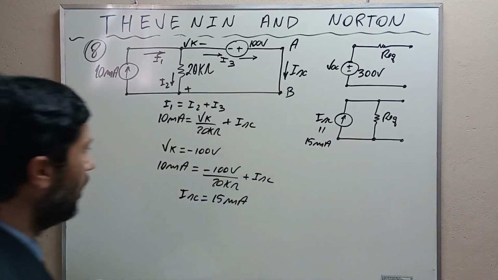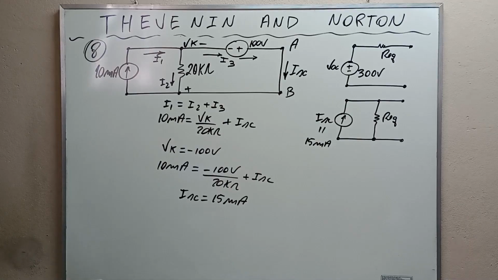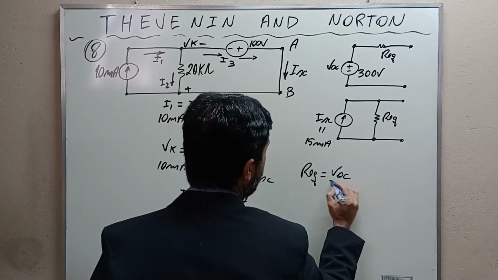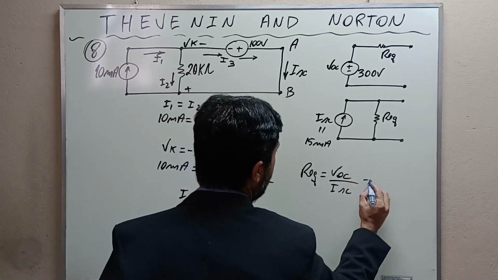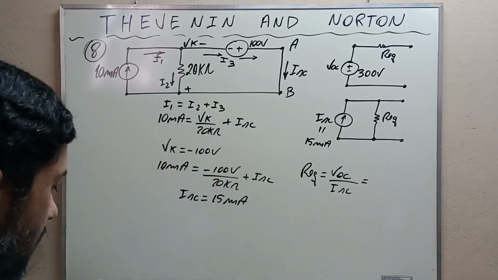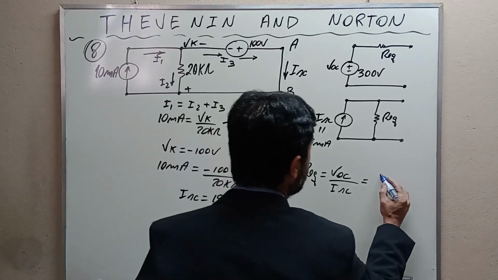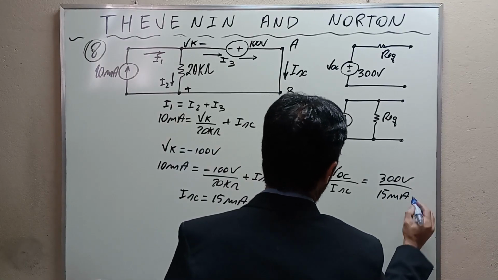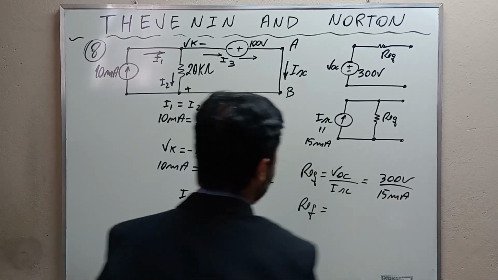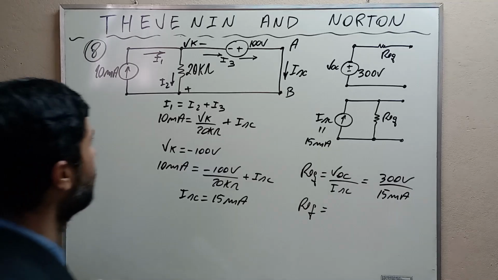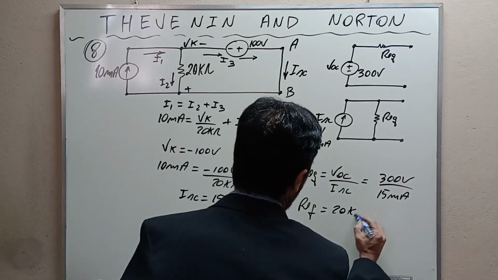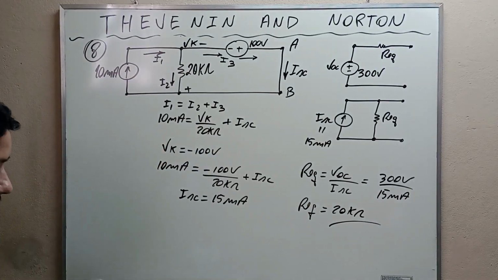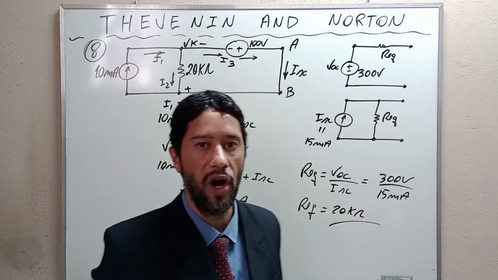Okay, my friends? And to find the equivalent resistance, we simply divide. The equivalent resistance is equal to the open circuit voltage divided by the short circuit current. And if we use the values, 300 volts divided by 15 milliamps, we find that the equivalent resistance is 20 kilo ohms. Alright, my friends, and this is all for exercise number 8, and this is all for this video, my friends.